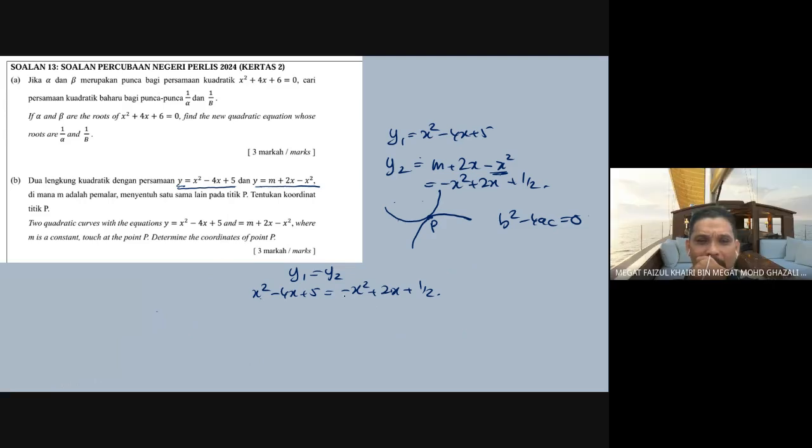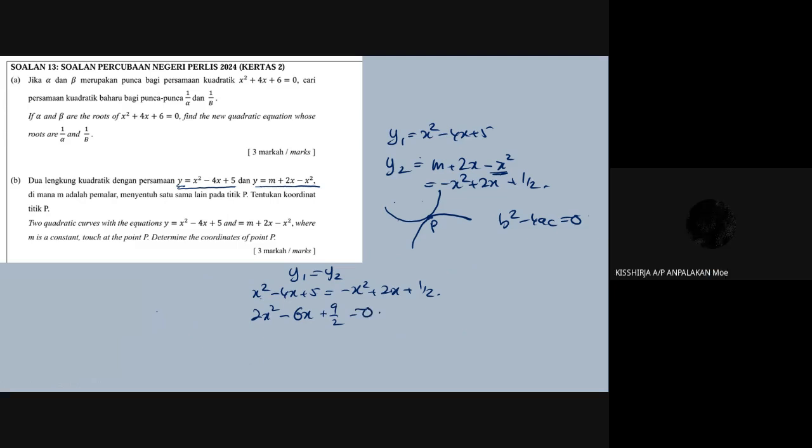So negative x squared become positive 2x squared minus 6x plus 5 minus half of 10 over 2 minus 1, 9 over 2 equal to 0. 2 negative 6, 9 over 2. 3 over 2. Lepas tu, only get 3 over 2. X equal to 3 over 2 saja.